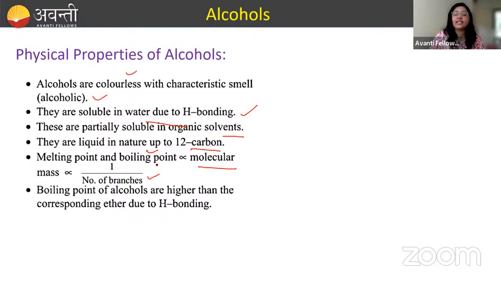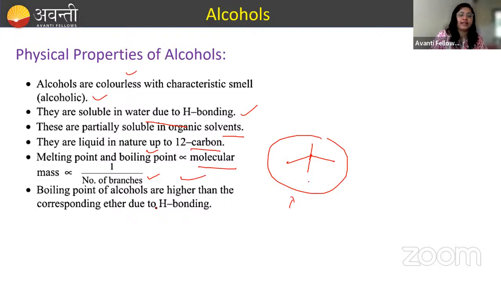Why have we seen this? Because the structure becomes smaller and smaller, right? If more branching is there, the structure becomes more circular, and the melting point and boiling point for this will be less. Next, the boiling point of alcohols is higher than the corresponding ethers due to hydrogen bonding. So for alcohols, the boiling point is more than that of what? Ether. Please remember this, right?